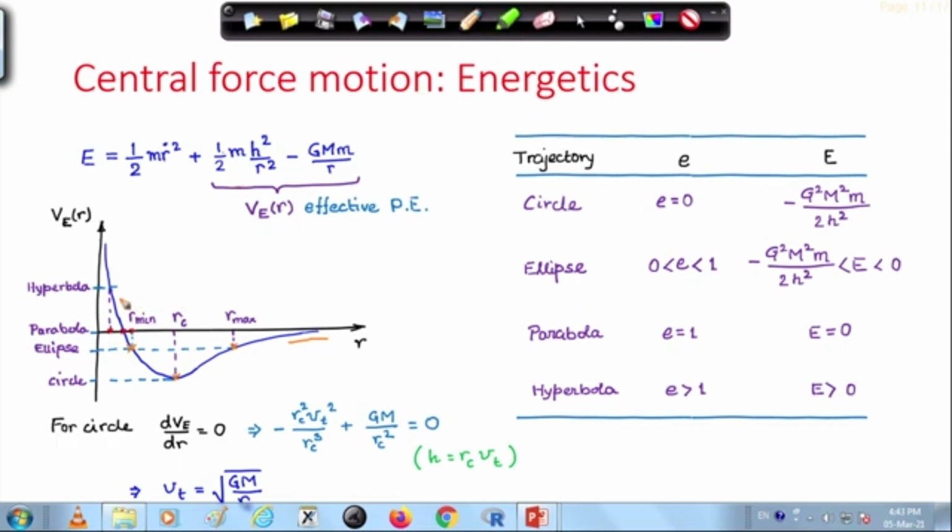And finally, for a hyperbolic path, which is for positive energy, of course here it is unbounded in this direction, and this is r min.